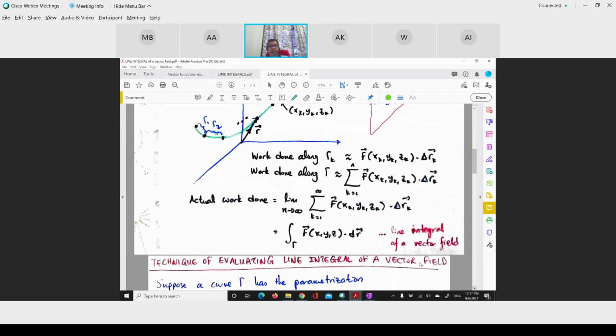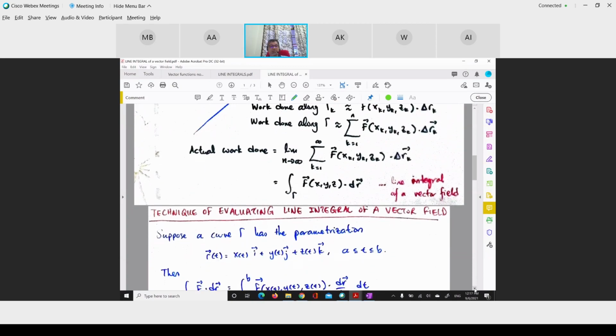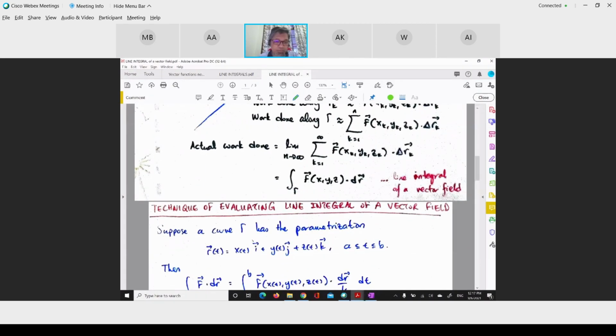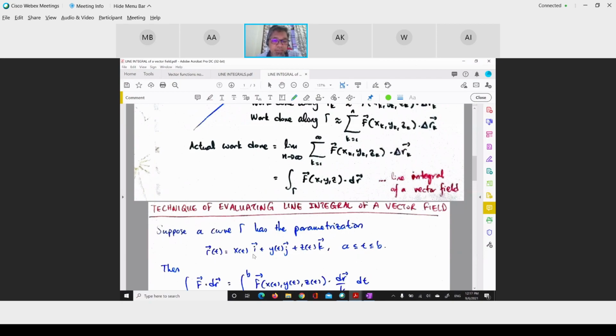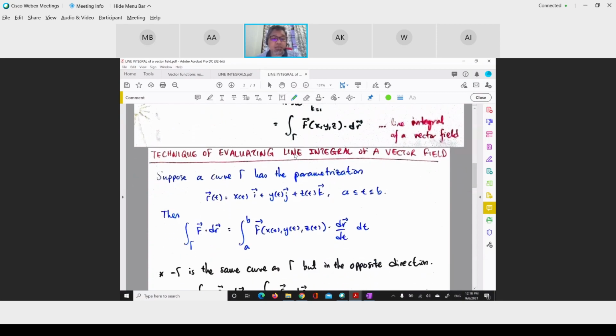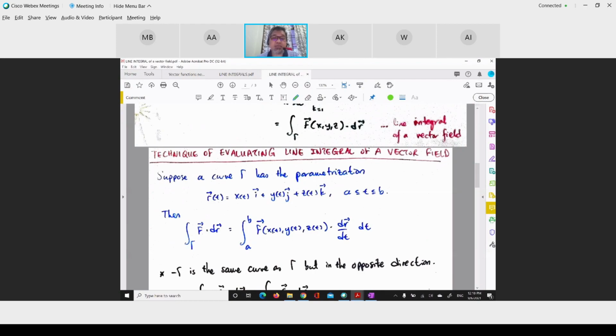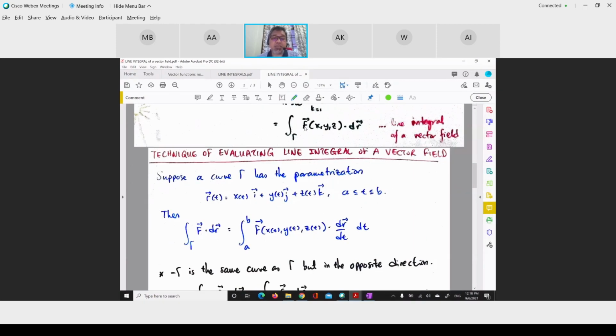Now, how to evaluate? To evaluate, again with the help of parametrization. If we can come up with the parametrization of the curve gamma as r(t) equal to x(t)i plus y(t)j plus z(t)k, t is from a to b, then we replace x here by x(t) in the vector field F, replace y here by y(t), replace z by z(t), and then we replace dr here by dr/dt times dt.